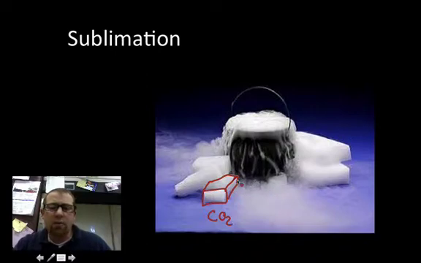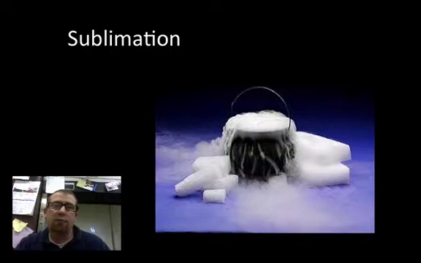And carbon dioxide isn't the only thing that does this. Snow also does this. So in the springtime, you might have really big banks of snow, and then just overnight, it seems like the snow is gone. But it never melted. It never went to a liquid state. That's because it went through sublimation, where it just went directly from a solid into a gas.